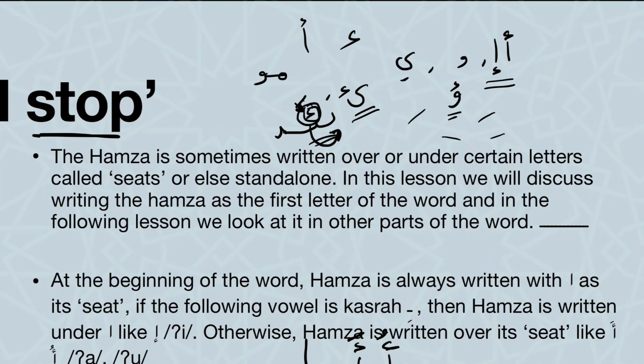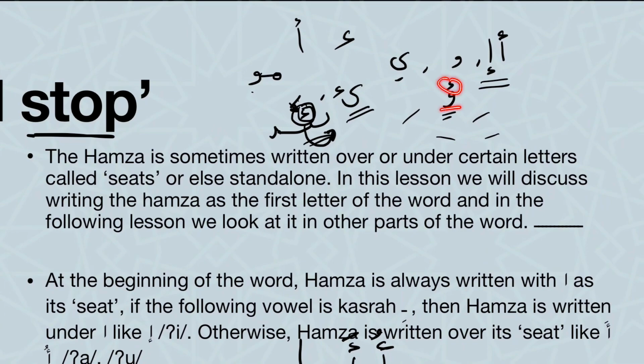Oh yes, that's a good question. The seat is basically just a seat. It has no sound. What you're pronouncing is the hamza, but those seats are just imaginary. But they give you a clue on the vowel of the hamza itself. Is it clear now?